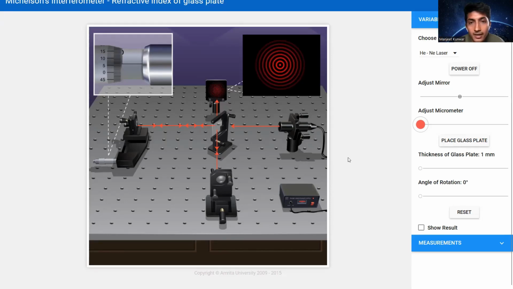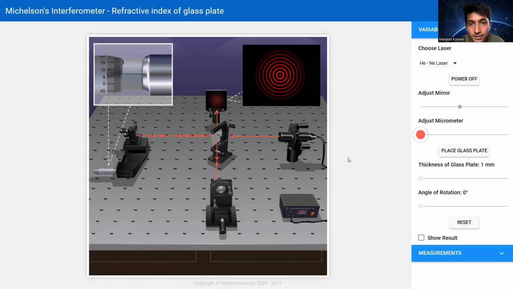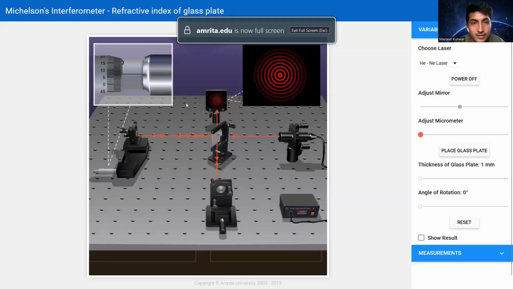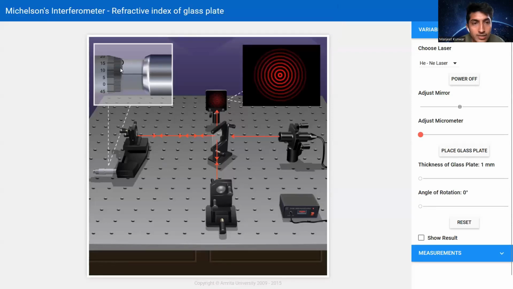And I have done this virtual lab and written down my data. And in this micrometer, we have a horizontal scale reading and a vertical scale reading.